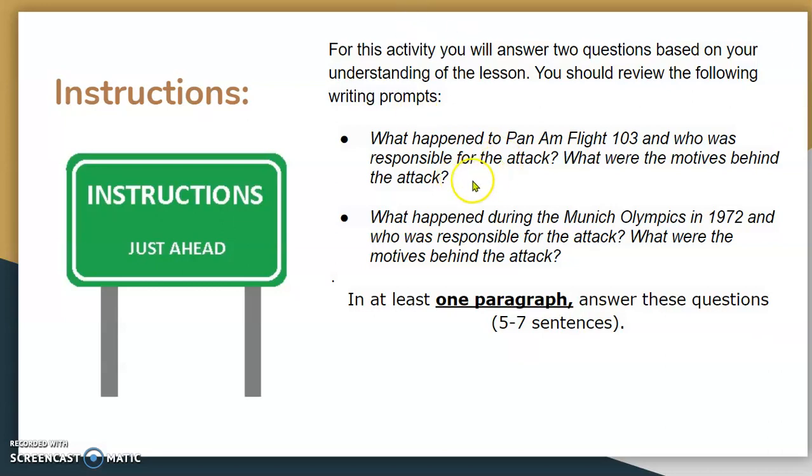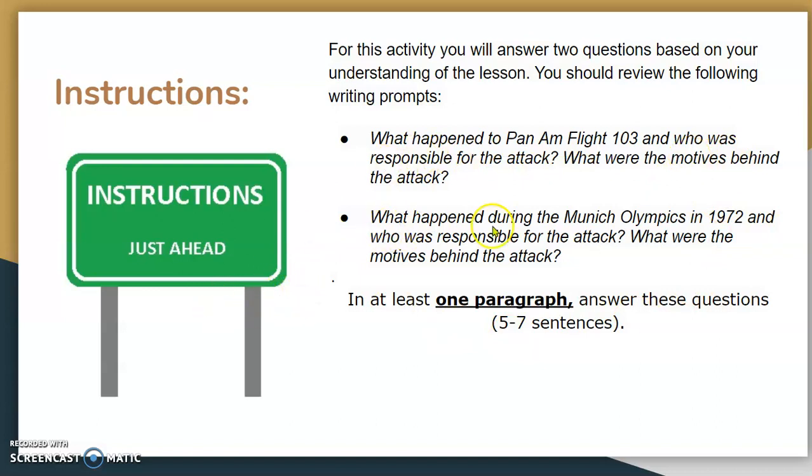Okay, so the first question asks, what happened to Pan Am Flight 103 and who was responsible for the attack? What were the motives behind the attack? And I'm just going to show you the questions right now, and then we will break them down individually in the next few slides here.